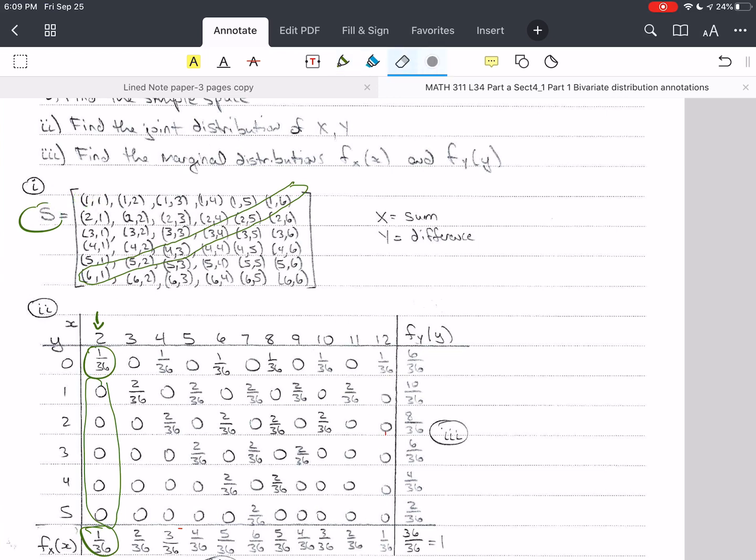Now, I could go to 3, but I'm going to go ahead and jump to 7. And here's 7. And so I look here, and I've got 1 and 6. That's 5 apart. And this is 6 and 1. That's 5 apart. And so 5 is over here.